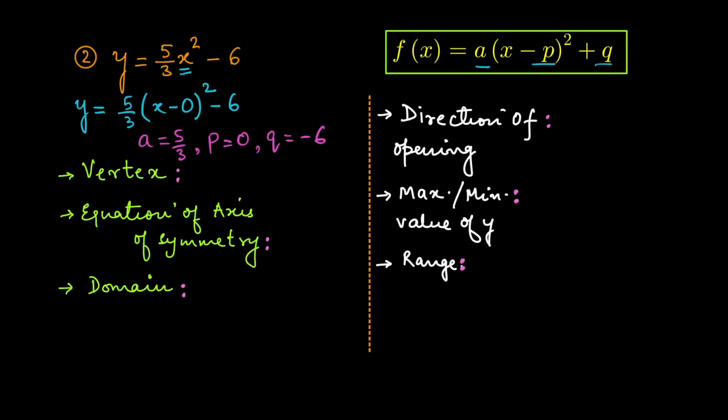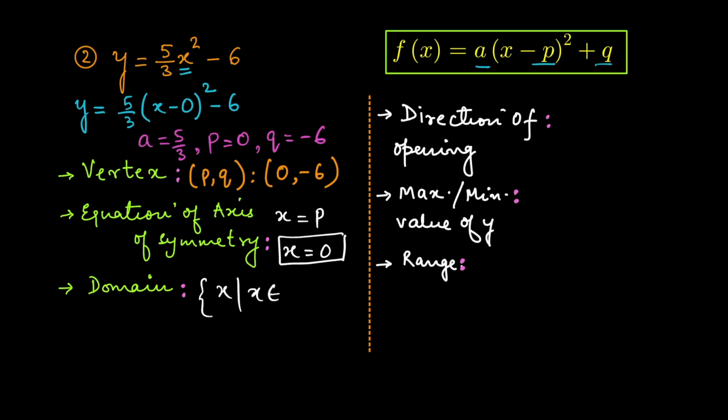Now the vertex formula is (p, q), so we write the vertex as (0, minus 6). For the equation of axis of symmetry, the formula is x equals p, so the answer is x equals 0. Domain: always x is such that x is a real number, and it should be in curly brackets. Then for the direction of opening, we see the value of a. The a value is 5 over 3, which is positive. Whenever the a value is positive, the direction of opening will be upwards.